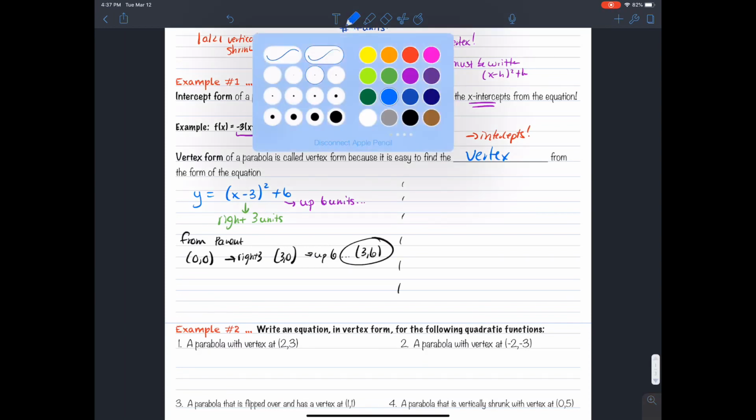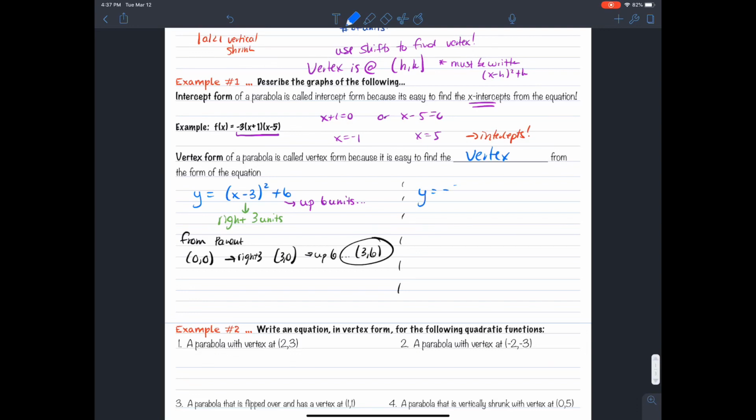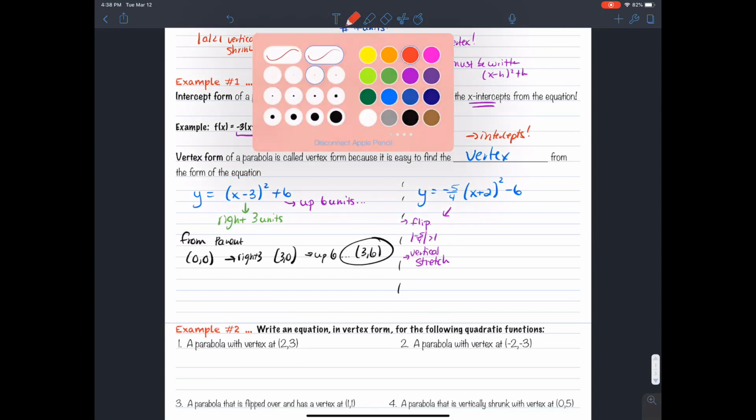If we see another example, something like y = -5/4 (x + 2)² - 6. Well, if I wanted to find the vertex, this here has nothing to do with the location of the vertex. Because there's a negative, I know it's flipped over. And because the fraction, negative 5/4, absolute value is bigger than 1, that is going to be a vertical stretch. But that doesn't move the vertex. The only thing that's going to move the vertex are the values of h and k.